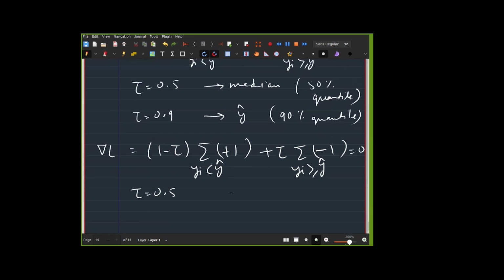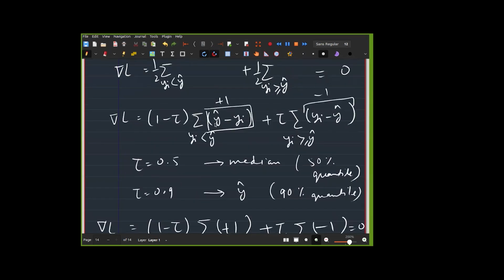So if tau equals 0.5, then y hat is very close to the median, or the 50th quantile. Or if tau equals 0.9, then I could also say that y hat is something like the 90th percentile, right? So that's the gradient part. If I work backwards, this gradient can be found by this quantity, right?